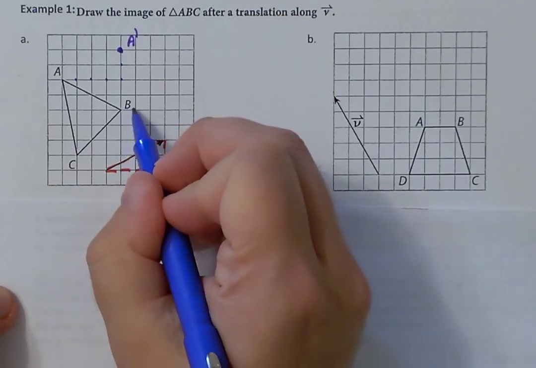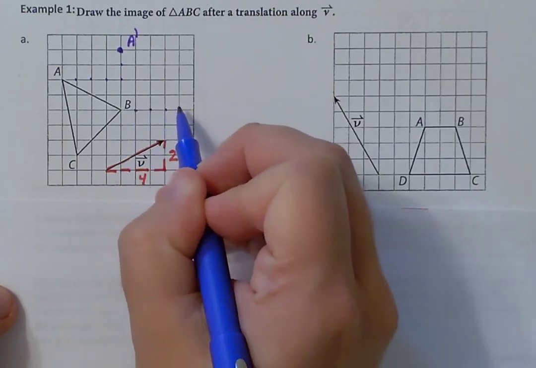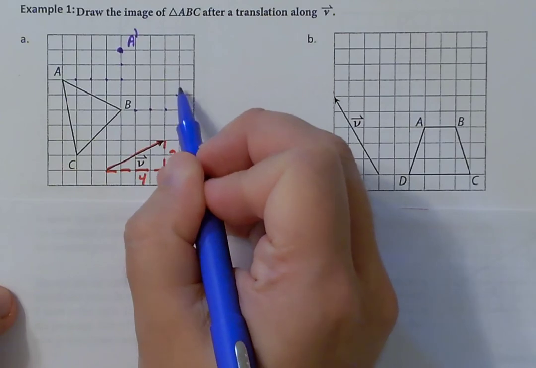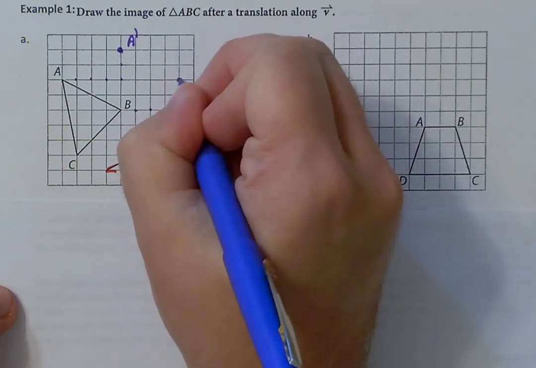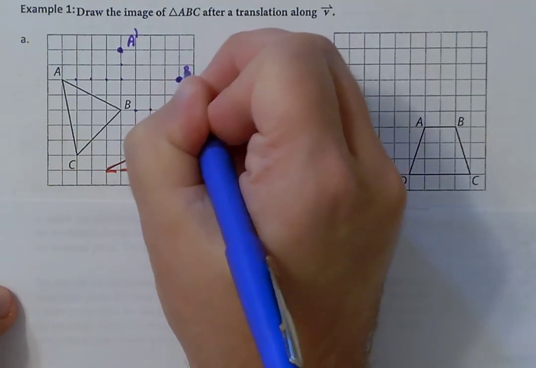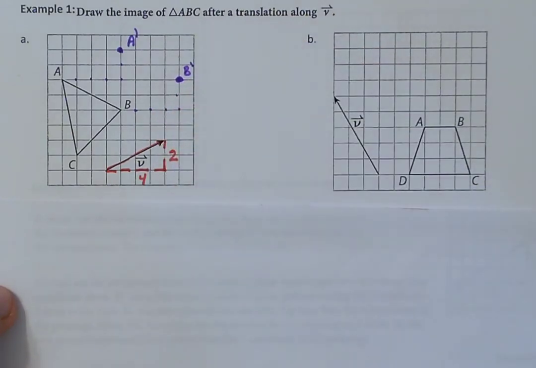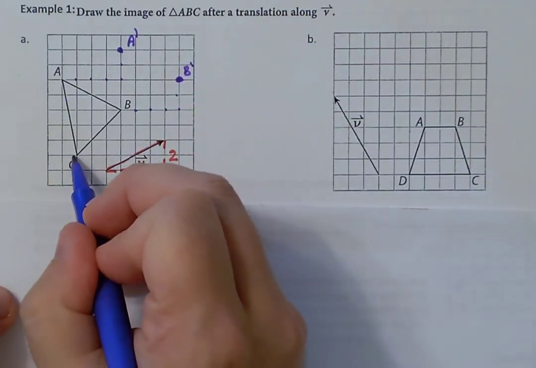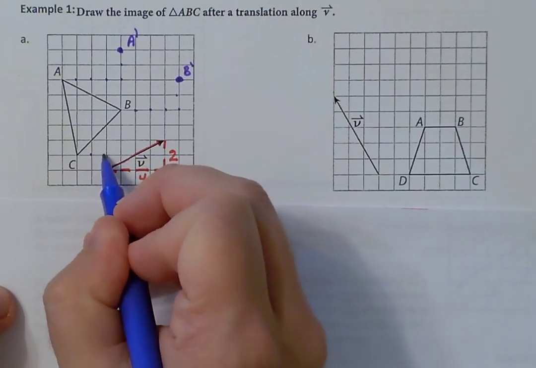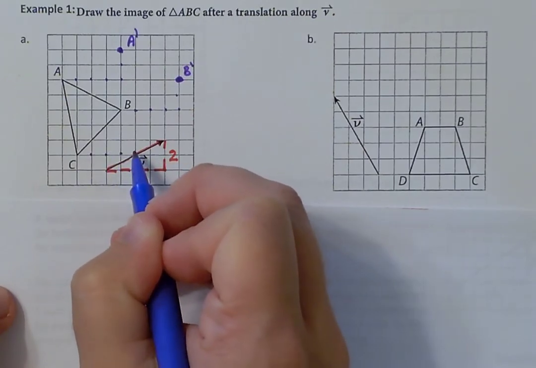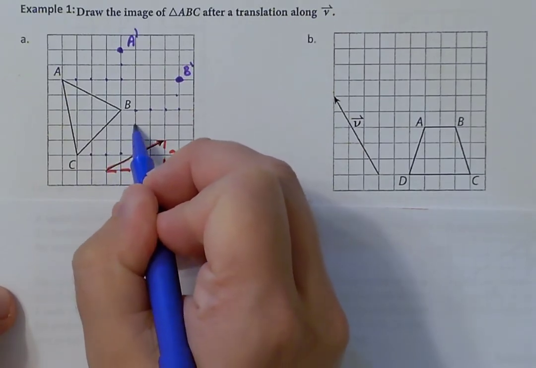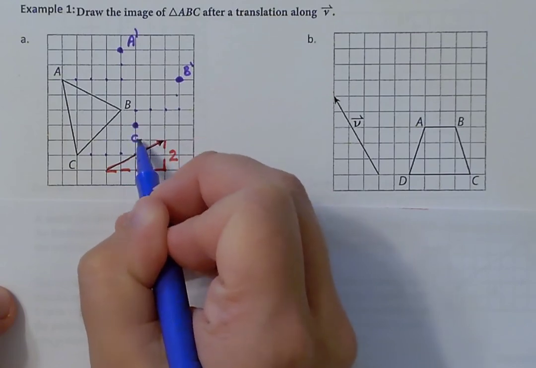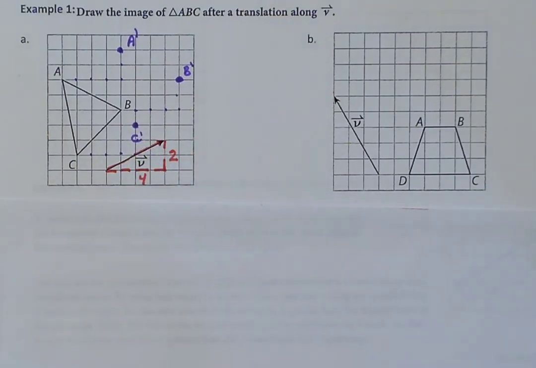Now B prime is 1, 2, 3, 4, and then up 1, 2. And that's the point of B prime. And then for C, it's going to be to the right 4, 1, 2, 3, 4, and then up 2, 1, 2. And that is the value of C prime.